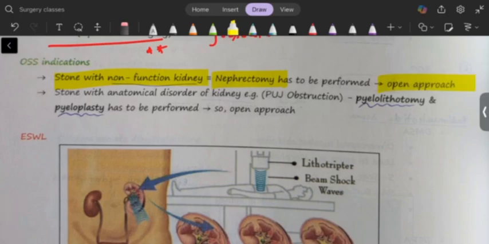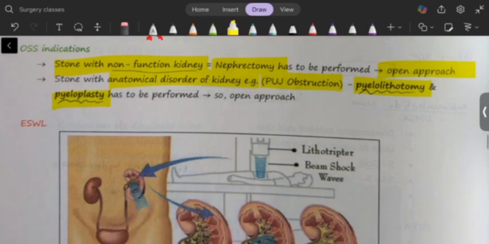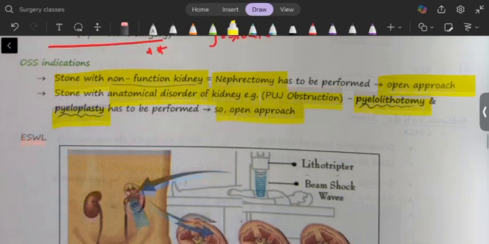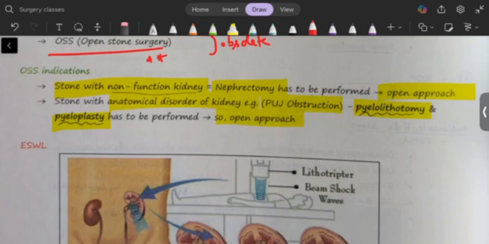and that is called nephrectomy, which is done by open approach. If the stone is present with an anatomical disorder of the kidney, like pelvic-ureteric junction obstruction, along with the formation of a kidney stone, then again we go for open stone surgery and perform pyelolithotomy and pyeloplasty. Whatever obstruction is there, we cut off that part and put a stent. This is performed via open approach. So only these two are the indications for open stone surgery. Rest all, ESWL or PCNL is done.